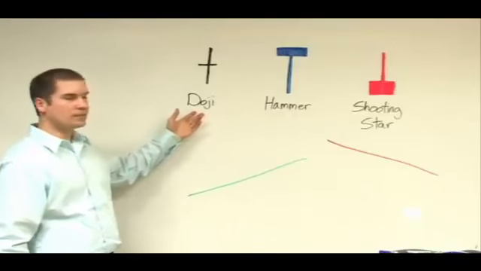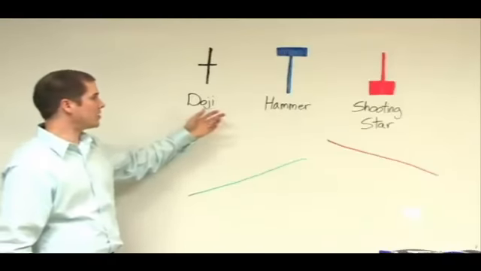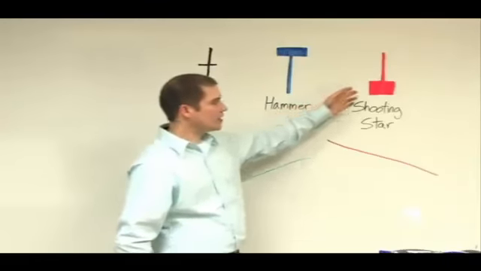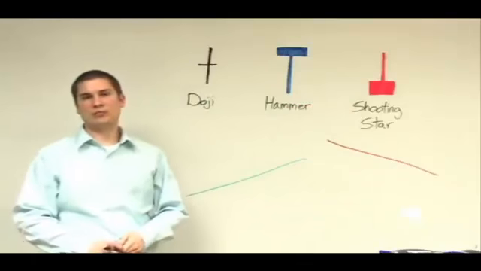Now you'll see up on the board here I have three different candle patterns. I've got the doji, which could be a bearish or a bullish pattern. I've got a hammer, which is a bullish candle pattern. And then I've got a shooting star, which is a bearish candle pattern.